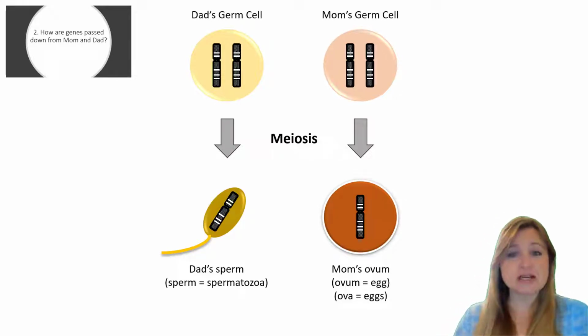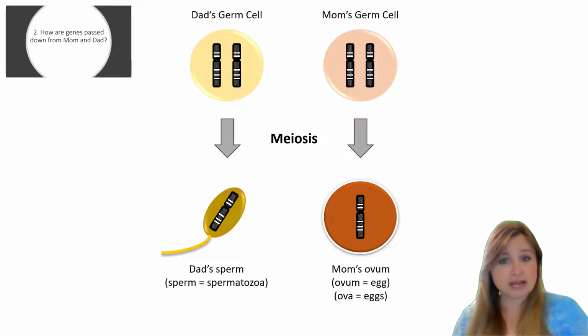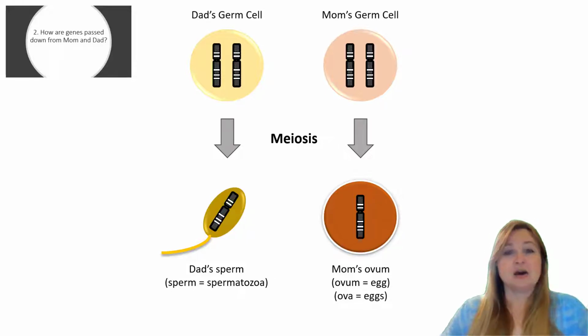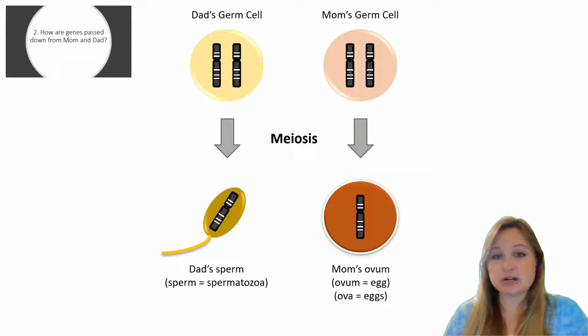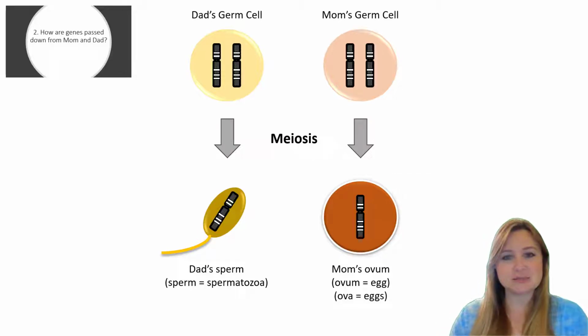Okay, so the germ cells are the only cells that can go through meiosis to form sperm or eggs. Now, we're talking about humans here, with sperm and eggs, but really any organism that undergoes sexual reproduction has some form of this process of passing along chromosomes and DNA to the next generation, whether it's plants or animals, humans. Any organism that undergoes sexual reproduction has some form of this process.